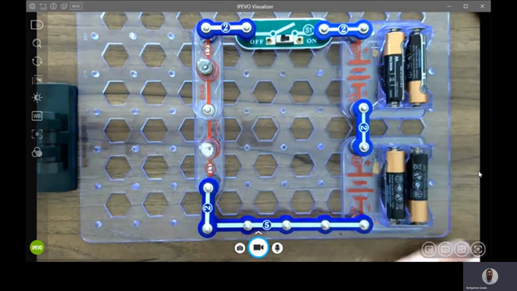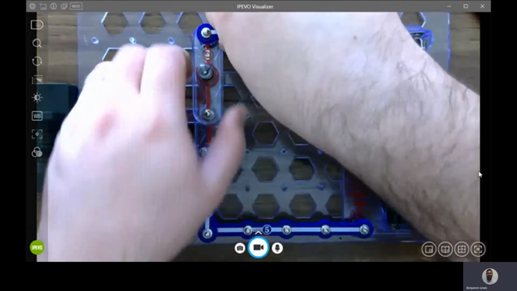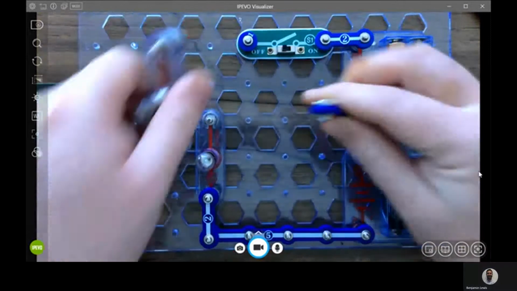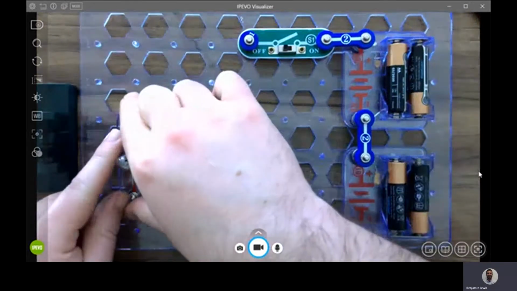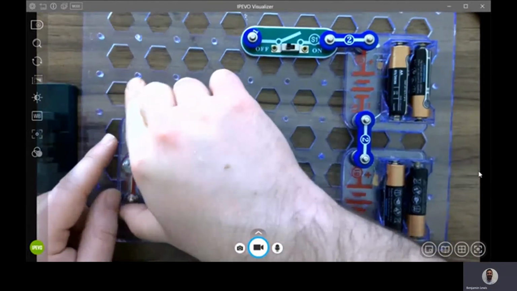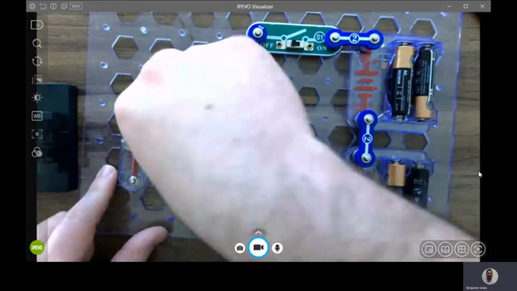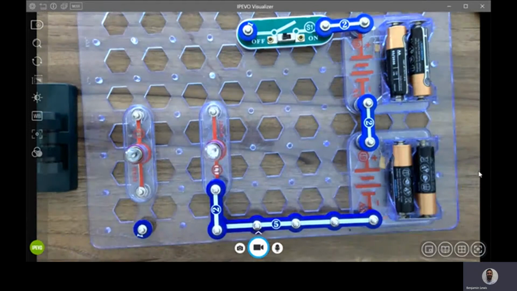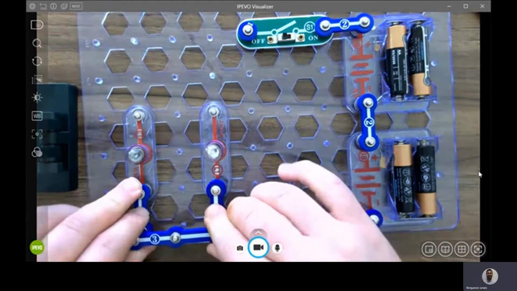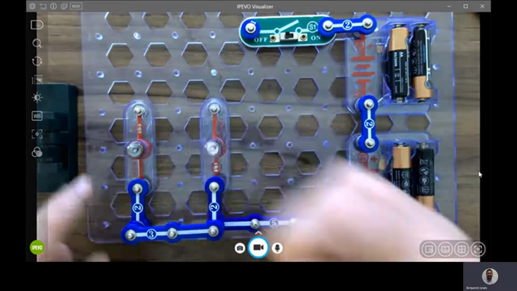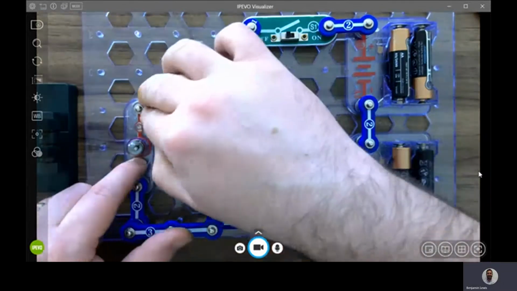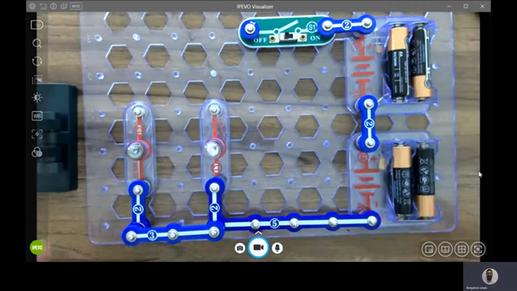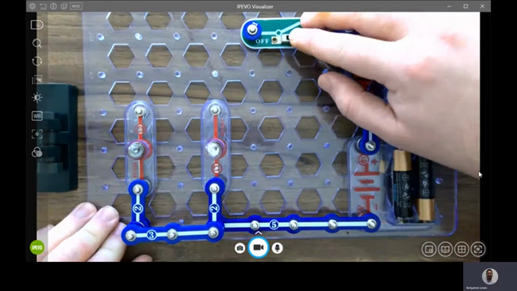I'm now going to show you a parallel circuit. So a parallel circuit, as the name suggests, the components are parallel to each other. So just like with parallel lines, they are parallel to each other. Now, at this point, if I turned it on, it wouldn't work. We can see it doesn't work there.